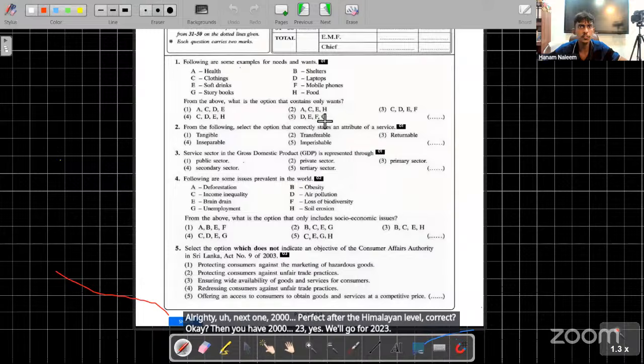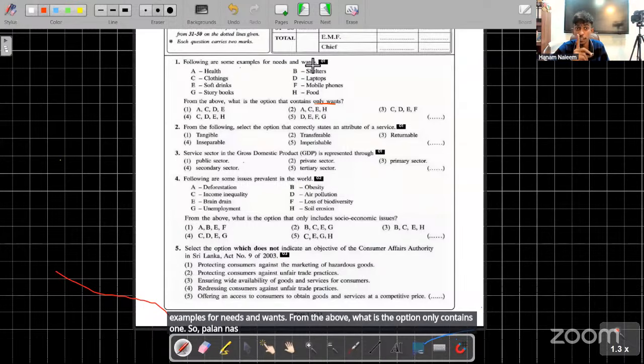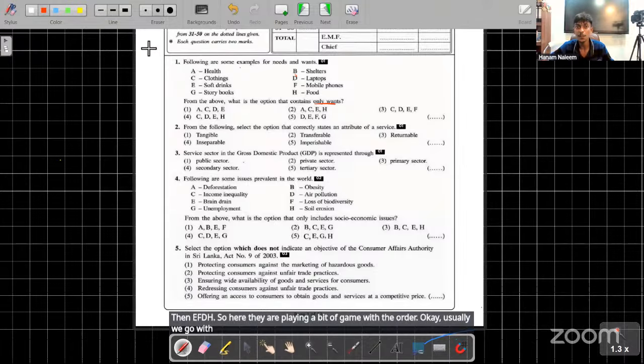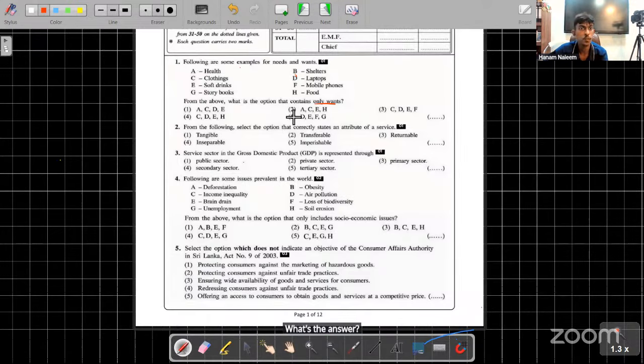Following are some examples for needs and wants. From the above, what is the option only contains wants? So see the bullets here. Very smart technique. You see, A, B, C, D, then E, F, G, H. So here they are playing a bit of game with the order. Usually we go with A, B, C here. So here they're changing the order. So say me which contains only wants. What's the answer? Only wants.